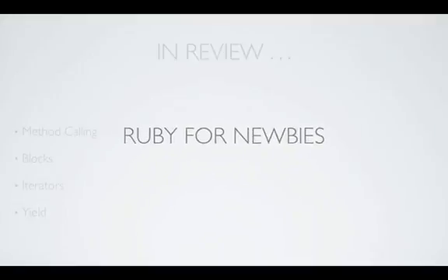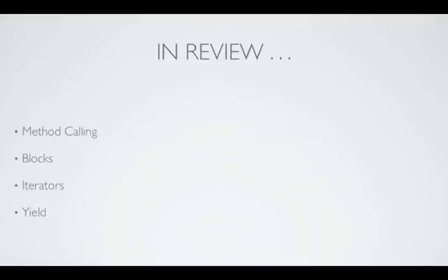Well, that's the end of our lesson for today. In review, we've discussed method calling. The 5 parts of a method call are the object or the receiver, the dot, the method name, the parameter list, which is optional, and the block, which is also optional. We've discussed how blocks work and how most blocks, or many methods that use blocks are iterators, and how that works. And we saw how to build a few and use the yield keyword.